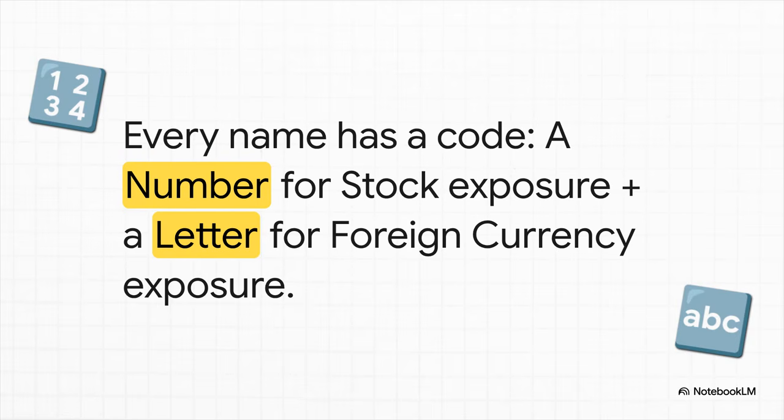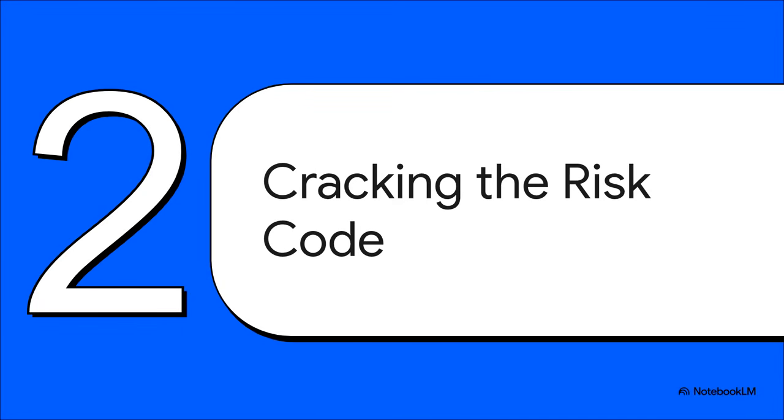Okay, so this code is actually super simple. It's just two parts. First, you've got a number, and that tells you all about its stock exposure. Then you've got a letter, which clues you in on its foreign currency exposure. For instance, if you see a name like Pasago Winning Stocks 3C, that 3C isn't random, that is the code. So we know there's a number and a letter, but what do they actually mean? It's time to get our decoder rings out and really crack this thing open, piece by piece.